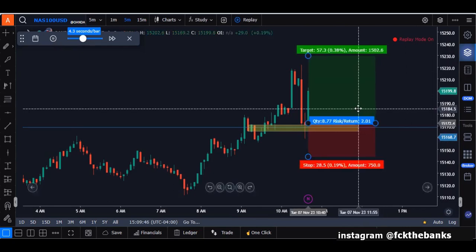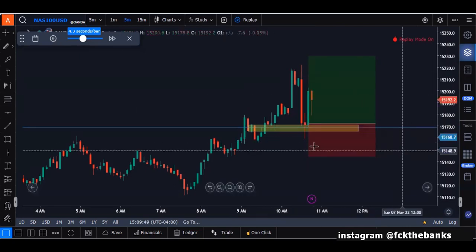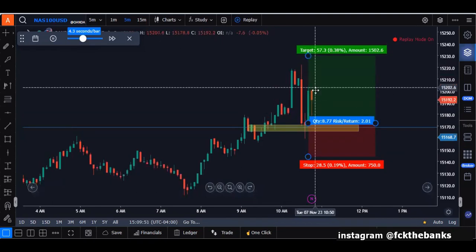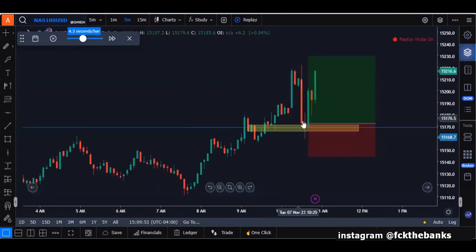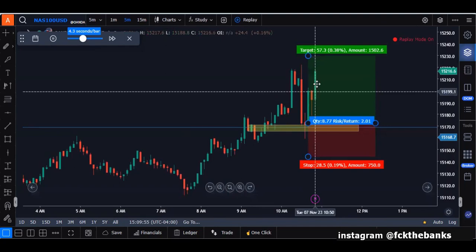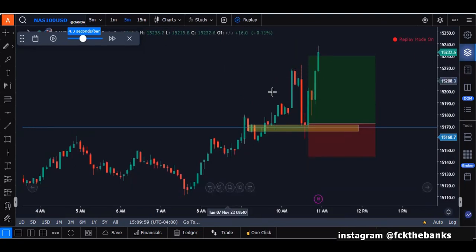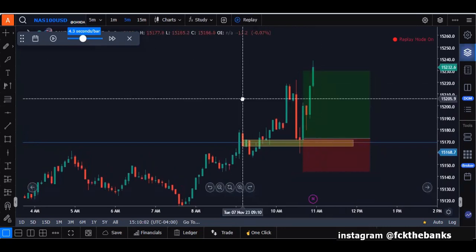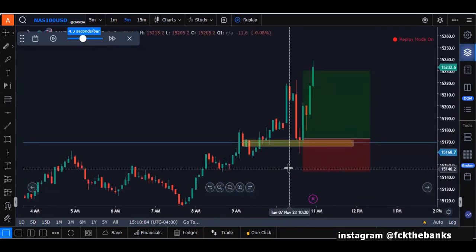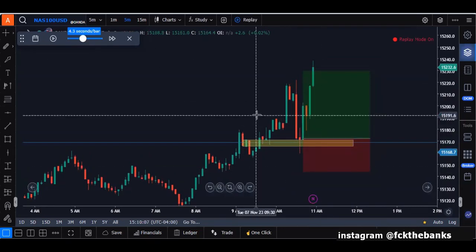Okay, so as you can see, guys, right here we are filled and immediately price starts to go in our direction. Okay, so market open and now price is going into a desired direction. Perfect. So as you can see, price made a pretty nice run up. Okay, and that's it. That's your trade.